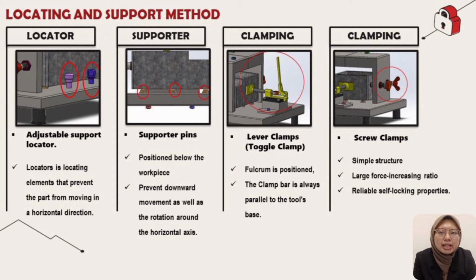I want to talk about the locating and supporting method. There are locator, supporter, and clamping used in this project. For locator, we use adjustable support locator. For supporter, we use supporter pins, and for clamping, we use lever clamp and screw clamp. A locator is a locating element that prevents the part from moving in a horizontal direction. A supporter prevents downward movement as well as rotation around the horizontal axis. Clamping is a device that keeps and holds the workpiece in the correct relative position during the machining.